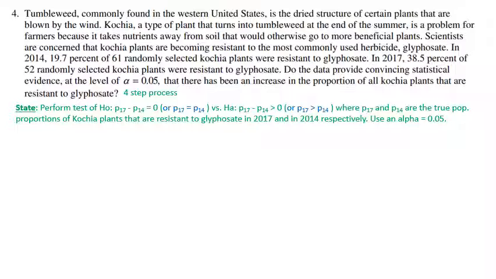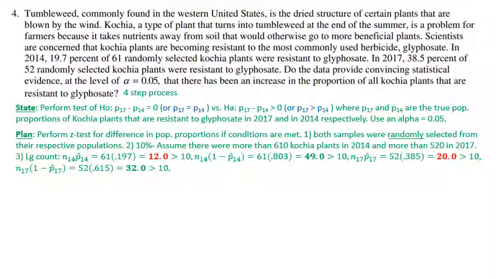All right, the plan. We're doing a z-test for difference in population proportions if the conditions are met. So 3 conditions. Both samples were randomly selected. So don't just say random sample. You have to make sure that you're talking about both samples were randomly selected, that we are talking about 2 separate independent samples and that they were both randomly selected. All right, verify that we did not sample more than 10% from each of those populations. So in 2014, we would have to make sure that we know that there are more than 610. And then 2017, we have to make sure there's more than 520 of those plants.